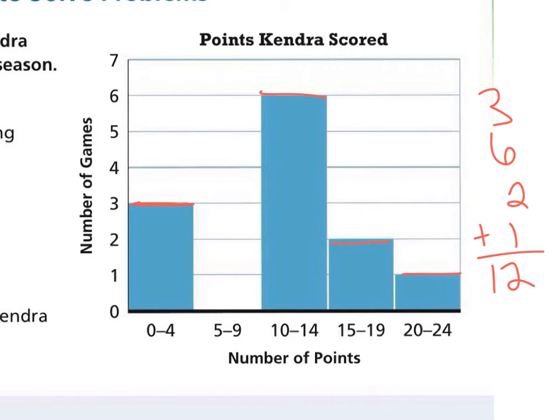Then part B says, how many games did she score from 5 to 9 points? So 5 to 9 points, if you'll notice, there's not a bar there. Okay? Just because it didn't happen, the answer then would be none. There were no games that she scored 5 to 9 points. Notice they didn't just skip over that and go from 0 to 4 and then the next one go from 10 to 14. We still put that there because that shows that there's a gap. That shows there was a number of points that she never scored in any of her games.